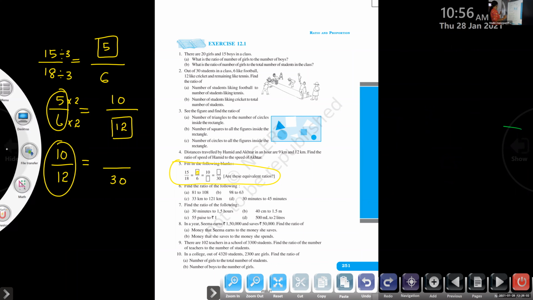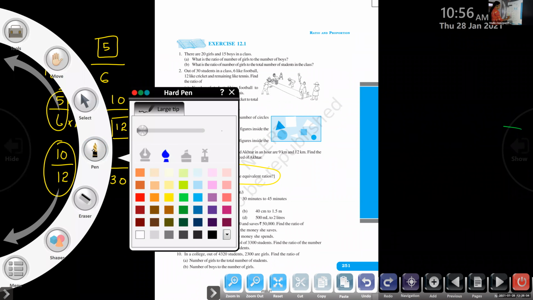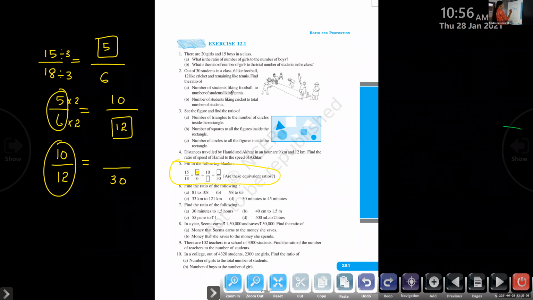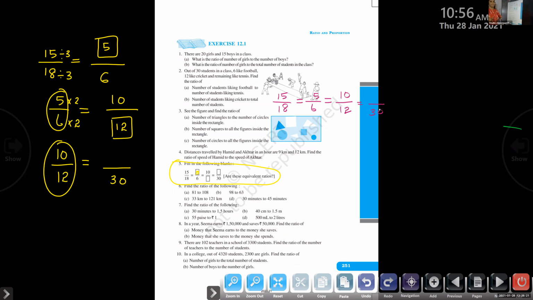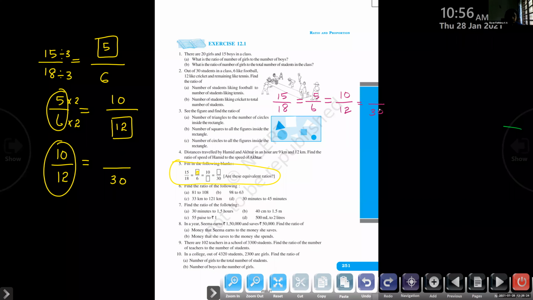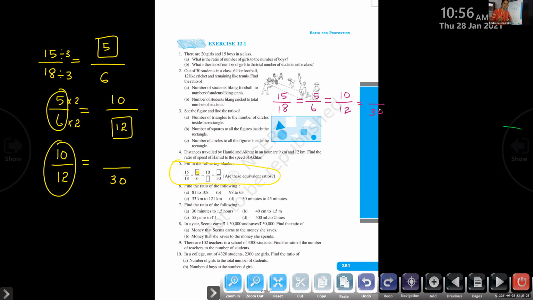One second. Let me explain this properly. See, children, I'm going to write all these equivalent fractions. 15 by 18 equal to 5 by 6 equal to 10 by 12 equal to dash by 30. This is our question. Now, there is no connection between 12 and 30. There is a connection. Wait, I will tell you how.